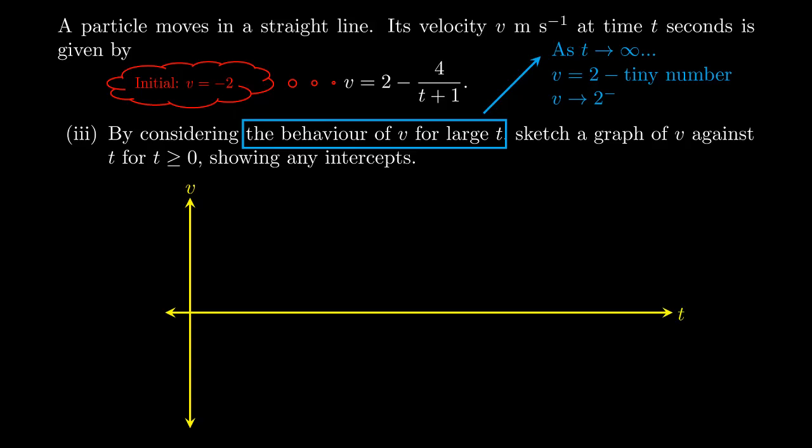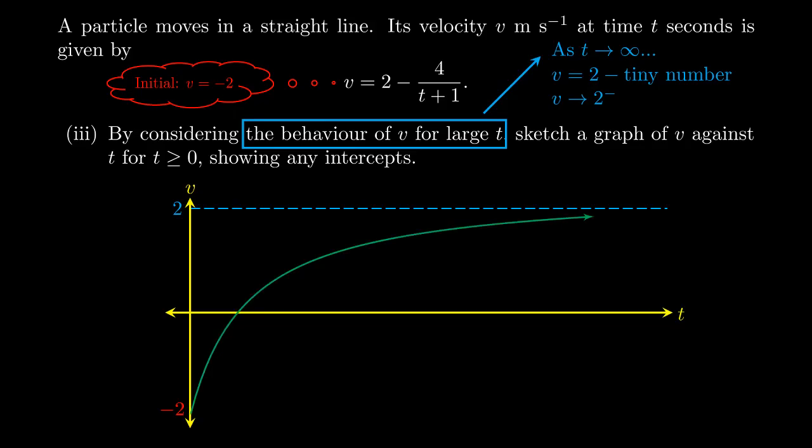So now we can draw, I guess, a little skeleton of what it's going to look like. We know we start at negative 2, and we are going to approach 2, but never get there. We're going to hover just underneath it. Okay, and so we draw a hyperbola kind of shape, and off we go. That's going to be our graph.